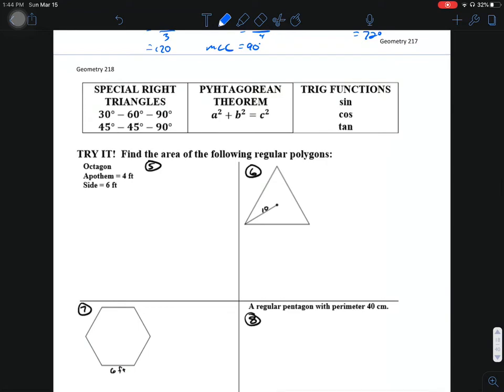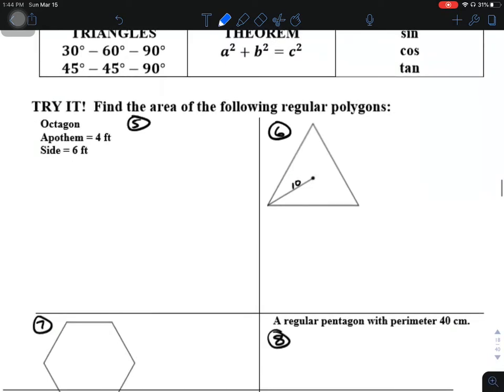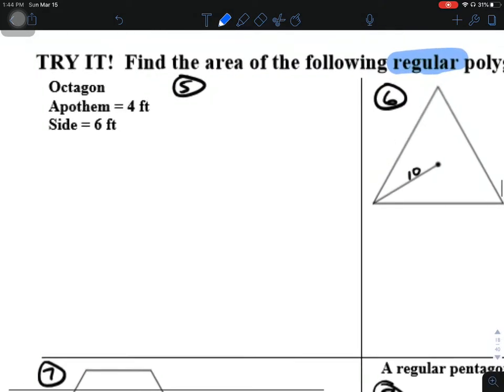Another friendly reminder, special right triangles, Pythagorean theorem, trig functions, those are all fair game, as they say. Let's try it. Find the area of the following regular polygon. So the directions were good this time. They told us these are regular. It's an octagon, so there's 8 sides. We want to find the area. It's 1/2 the perimeter times the apothem.